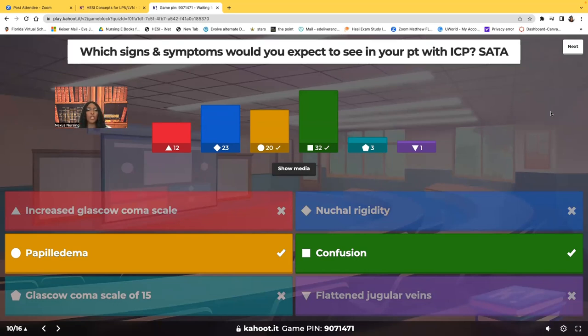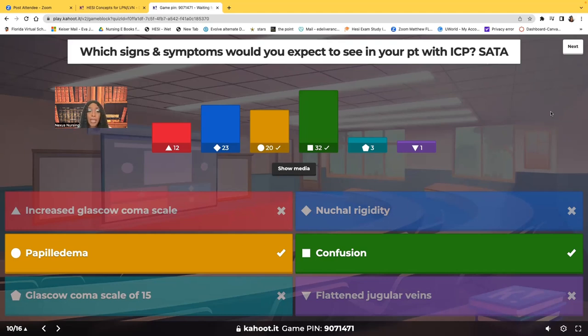Your 15, you're awake, you're alert, you're oriented. Everything is all good, right? The lower the number goes, the worse off you are. As a matter of fact, once you're less than 8, you have to be on a vent. So it's not going to be increased Glasgow Coma Scale if the patient has increased intracranial pressure. So that's wrong. Next, nuchal rigidity. We don't expect to see nuchal rigidity in increased intracranial pressure. We expect to see nuchal rigidity in something like what? Meningitis, right? We'd see photophobia. We'd see headache, but we're talking about ICP.